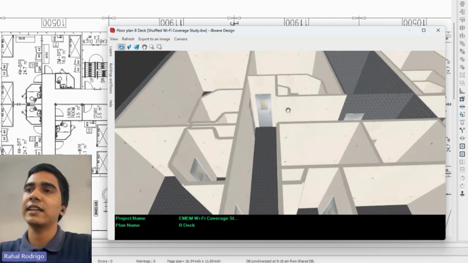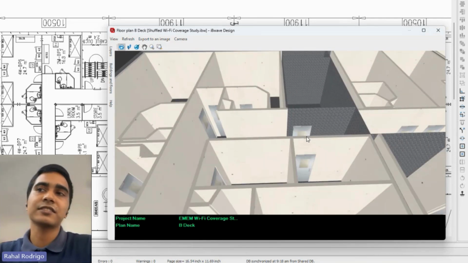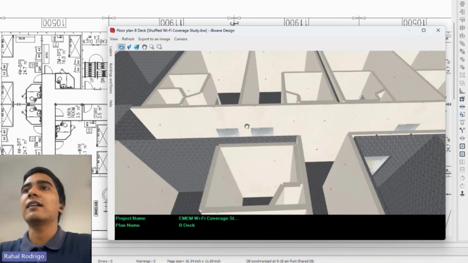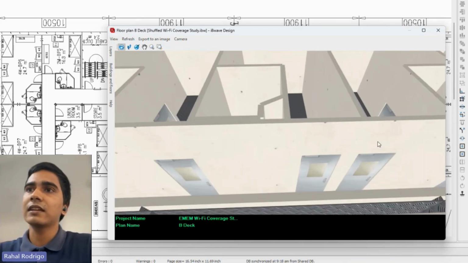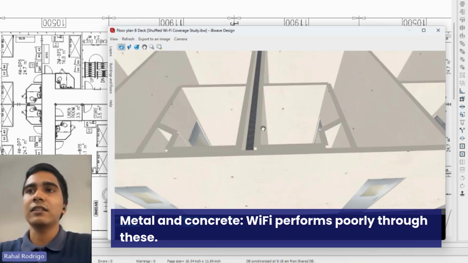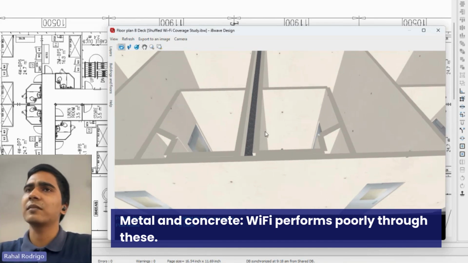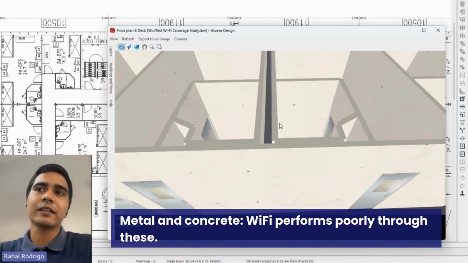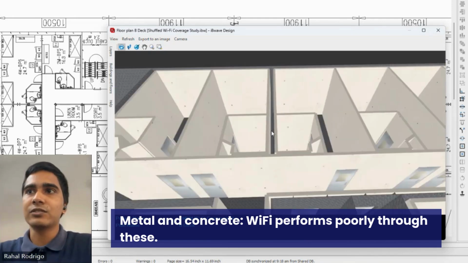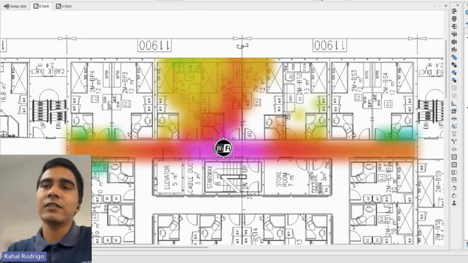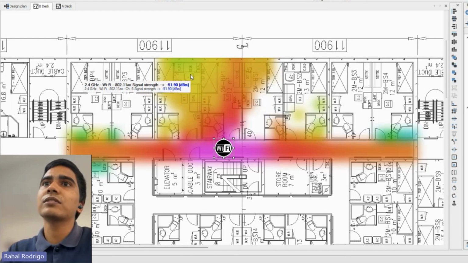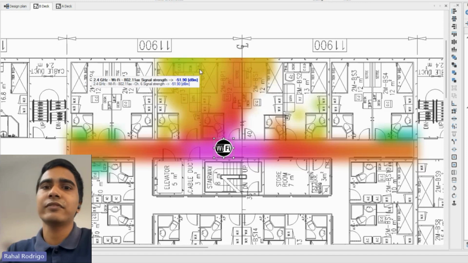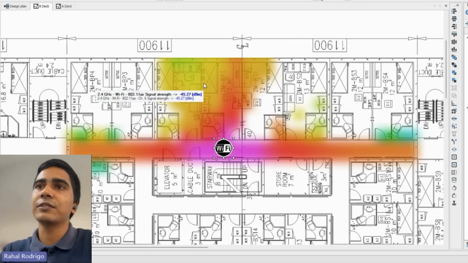Partition materials that are used in vessels and also in other areas like offices and homes are pretty reasonable in their transmission of Wi-Fi signals compared to something such as metal or concrete. Wi-Fi performs pretty poorly if it has to pass through concrete or metal. As you can see with the result of our simulation on our color-coded heat map, the signal strength is generally varying about 50 to 51 decibels inside our room.